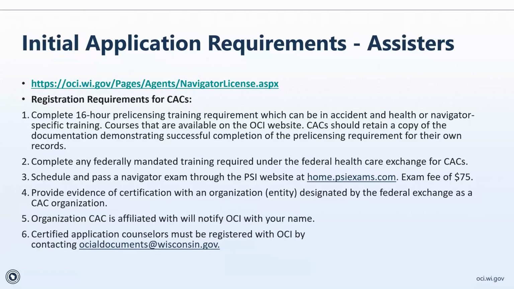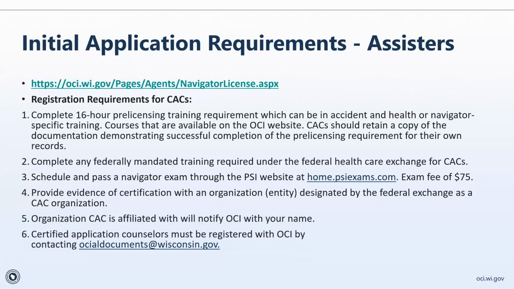A certified application counselor is asked to complete the same initial pre-licensing requirements as a navigator, including the 16 hours of pre-licensing training and successful passage of the written exam. These requirements are in addition to any federal training requirements.